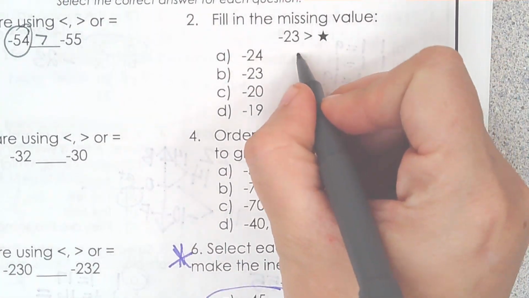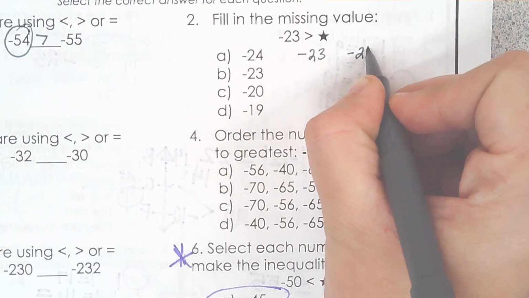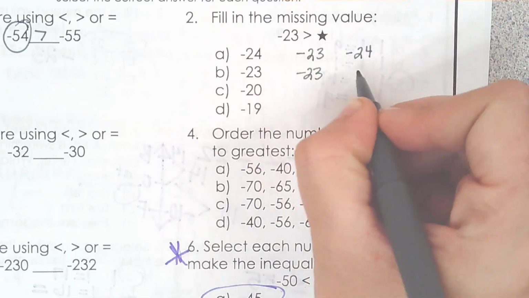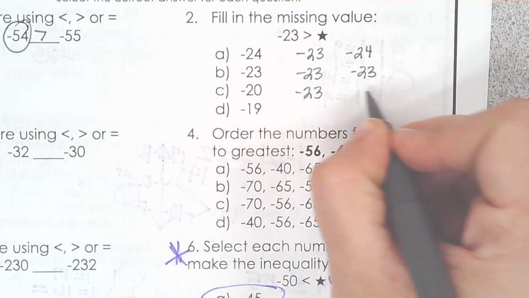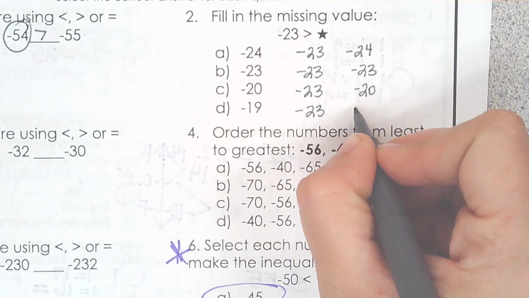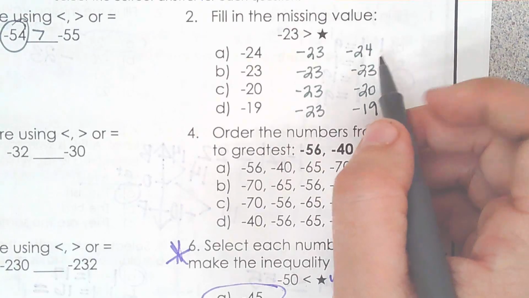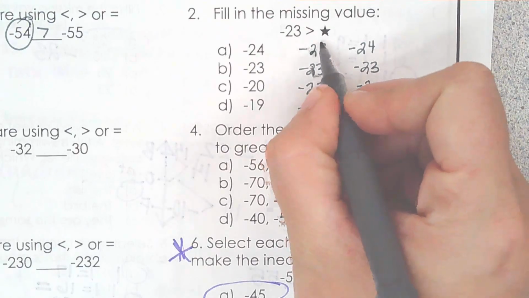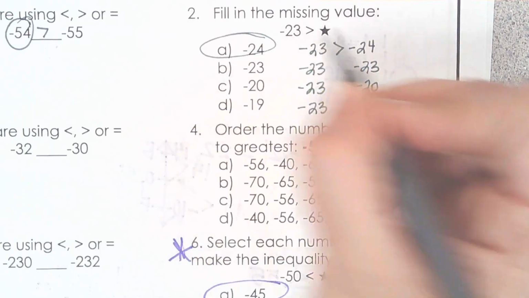Okay, I'm going to rewrite all of these and put these integers where the star would be located. And now I'm going to determine what these inequality statements will be by justifying which one's correct. Negative 23 and negative 24. Negative 23 is going to be what to negative 24? Greater, so A is an answer.